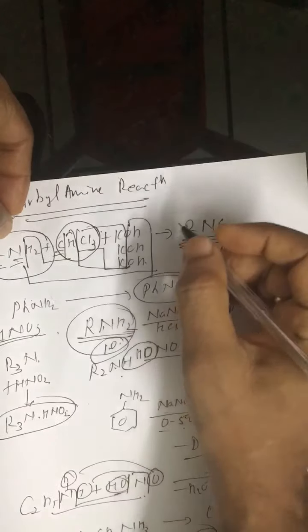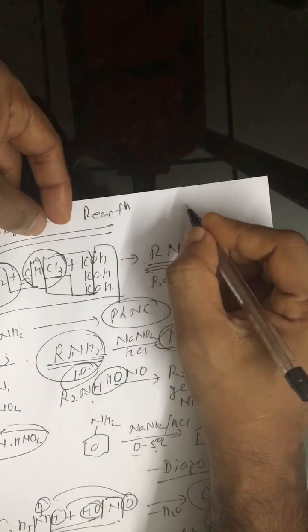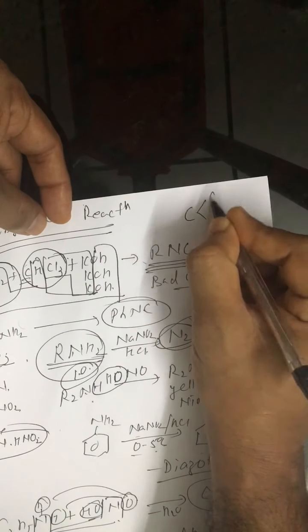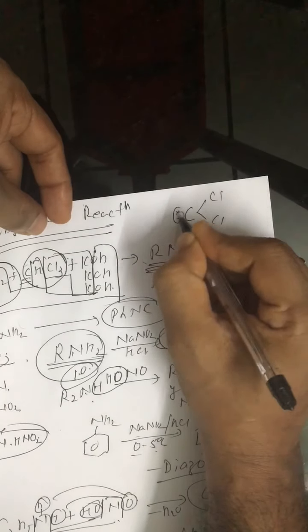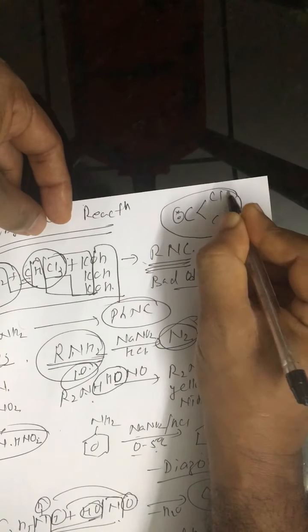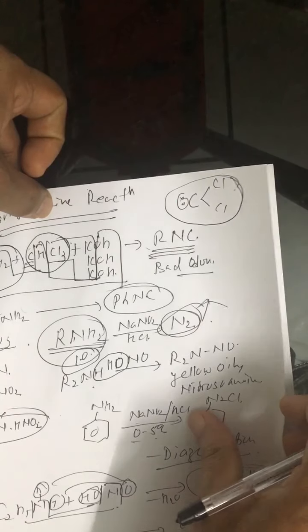And in the carbylamine reaction there is one more point. The intermediate is dichlorocarbene. This is the intermediate of the reaction, dichlorocarbene. Okay.